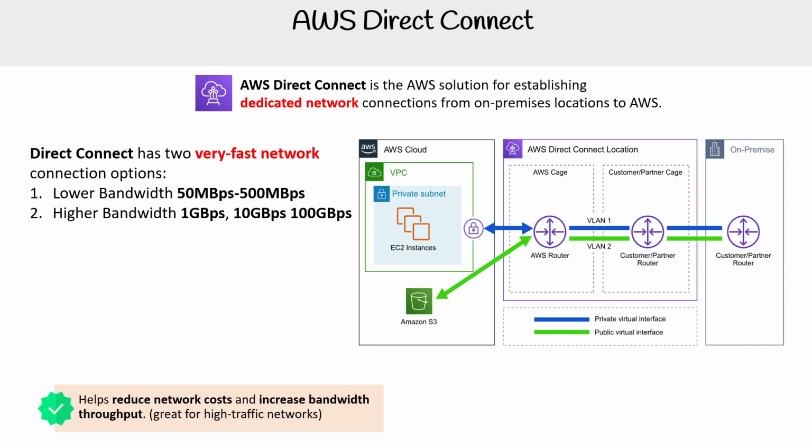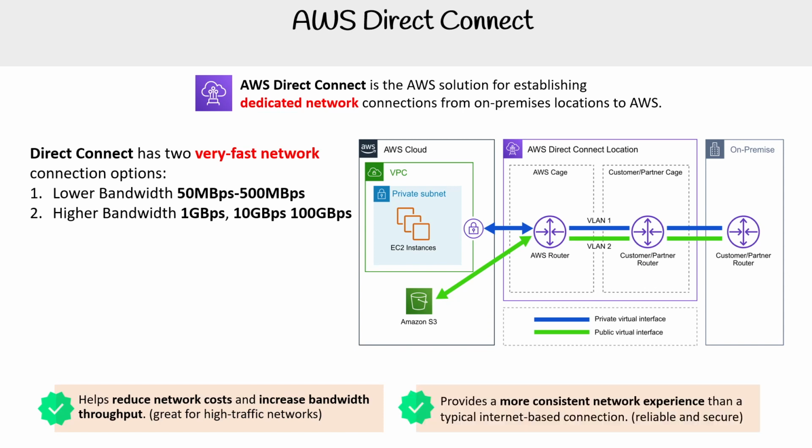The whole point of AWS Direct Connect is to help reduce network costs and increase bandwidth throughput. It's great for high traffic networks and provides a more consistent network experience than a typical internet-based connection. So if you need reliability and security because you're running extremely latency sensitive workloads, then this could matter to you. Of course, this is an enterprise solution, so expect to pay enterprise costs to use it. And it's actually kind of hard to learn, because unless you are working with an enterprise, I'm not sure how you would get hands-on experience utilizing this. So understand that we're doing everything from a theoretical perspective, okay?